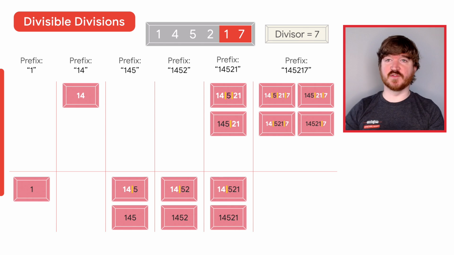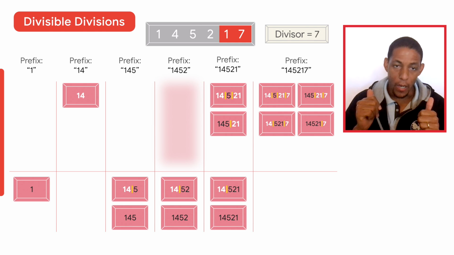Next, let's consider 17. This is not a multiple of 7, so we can only append it to valid sequences in the 1452 column that end in a number that is a multiple of 7. Otherwise, we're going to have 2 numbers that are back-to-back that are both not multiples of 7. In this case, though, there are none to append it to.